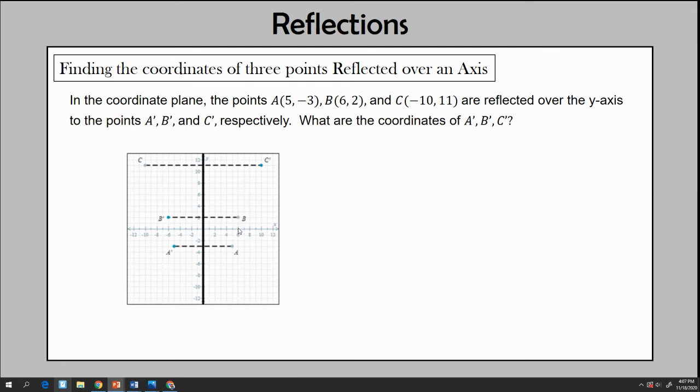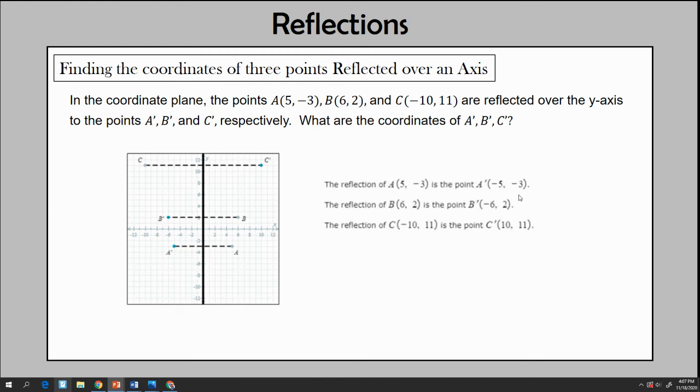B starts at (6, 2). So now I'm going to count to the y-axis and away from it. B prime would be at (-6, 2). A starts here at (5, -3). So count 5 units away. We'd be at (-5, -3) for A prime. So you've got to make a grid and look at it, and you're counting to the line of reflection and away from it to get your locations.